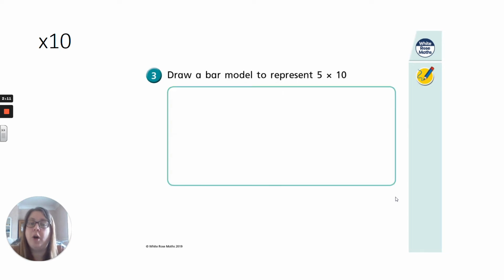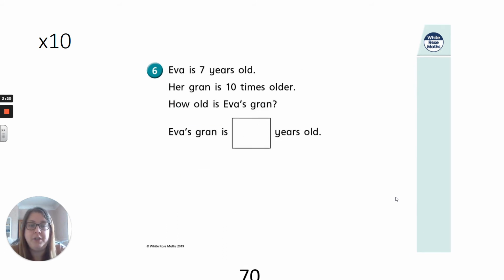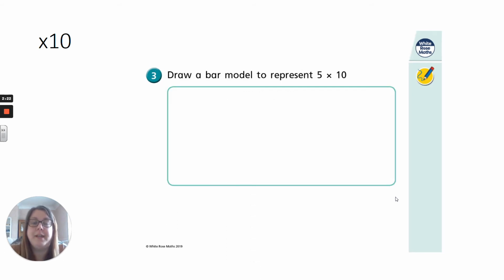Now I want you to draw a bar model to represent 5 times 10. So if we go back to our bar models, this top one represents 4 times 10. I want you to now do one that represents 5 times 10. So pause the video and draw yourself a bar model to represent 5 times 10.